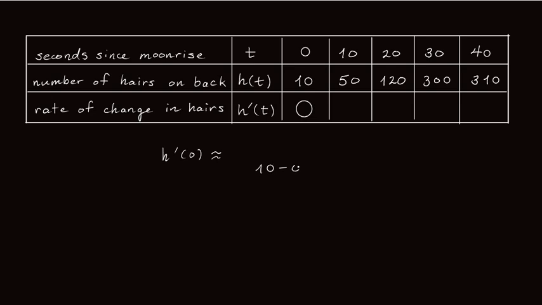So the denominator will be 10 minus 0. And then the change in y values is 50 minus 10. So that's the average rate of change over the interval between 0 and 10. That's the average rate of change formula, in other words, the slope. And if we take this difference, we get 40 divided by 10, which is the same as 4. So as an estimate of how fast hair is growing on Tristan's back at 0 seconds, we're going to say 4. That's 4 hairs per second, right? That's the right units.